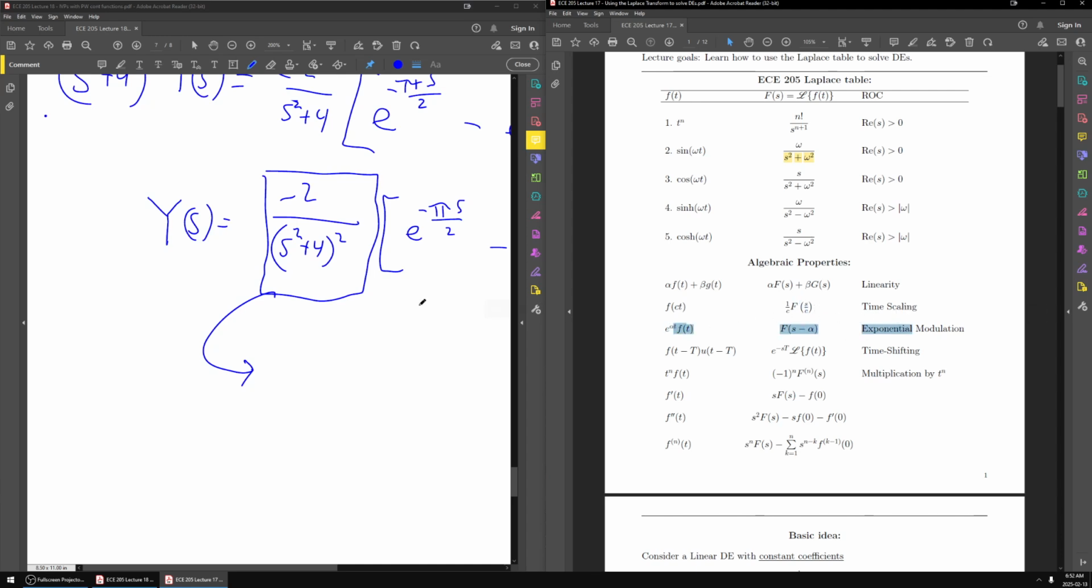Exponential modulation just shifts in the time domain. I don't have a shift, so it's not that. Time shifting is not going to be it either, because our time shifting is actually dealing with this term. So the only real option left is multiplication by t, right? What I notice is that if I want to get a square, if I take the s derivative of this, that will give me a square in the denominator, and then I just have to make the rest of the ansatz so I can actually solve to do that breakdown.